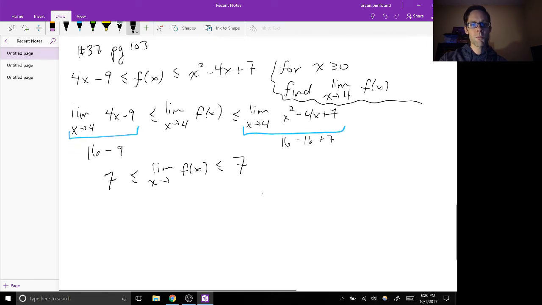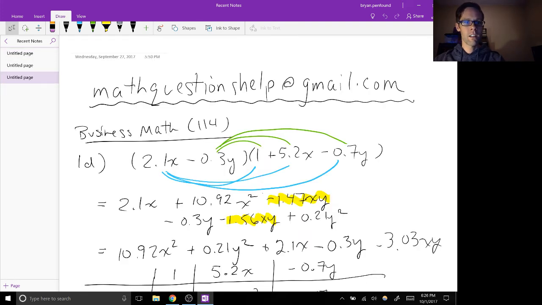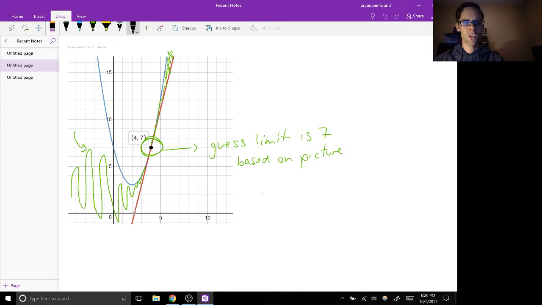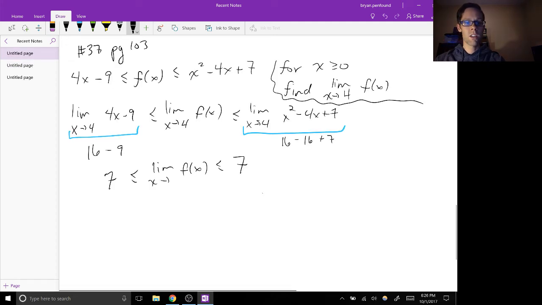So we talked about this briefly in class. This is an application of the squeeze theorem. Essentially, f, based on our picture, is getting squeezed in between the parabola and the line. So eventually that limit has to go towards 7, because it really has nowhere else to go.